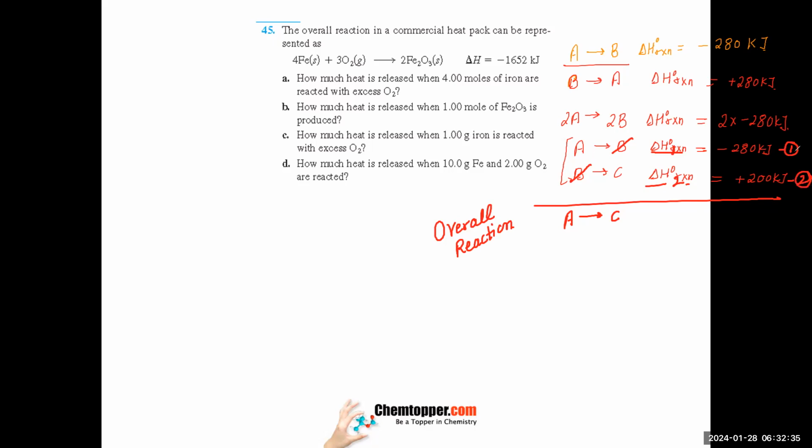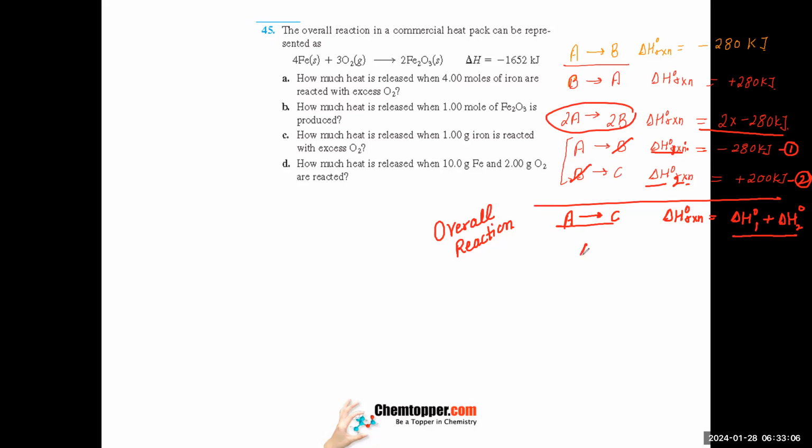I'm adding them. So what happens to delta H of these final reaction? So delta H naught for this final reaction is the sum of these two. Whatever you are doing, you will do the same thing on the enthalpies. You are reversing equation, sign of the enthalpy will reverse. You are multiplying it by a coefficient, enthalpy will get multiplied. You are adding two equations, enthalpies will get added.